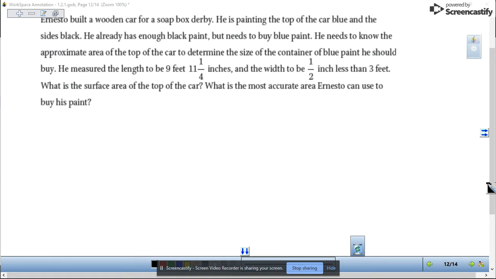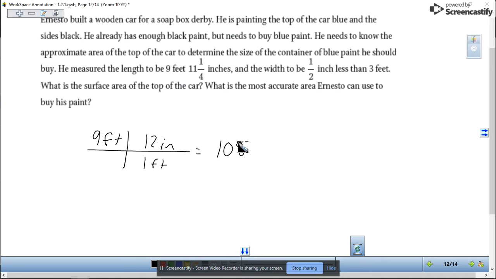we need to first figure out what 9 feet is. So how many inches is 9 feet? There are 12 inches in a foot, right? So 9 feet times 12 inches is 108. And then we're going to add to that 11 1/4 or 11.25. When we do that, we get 119.25.